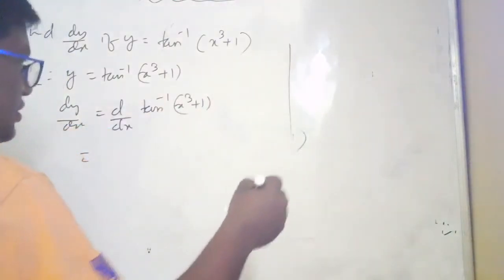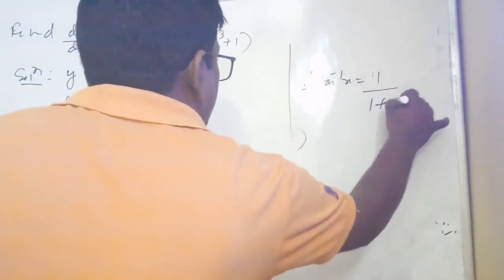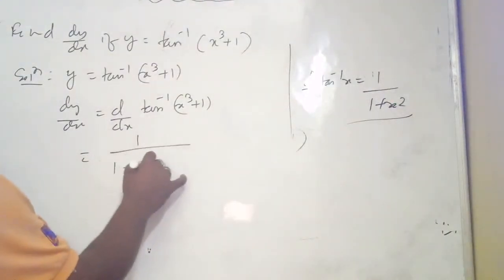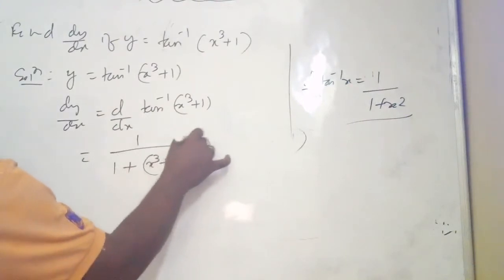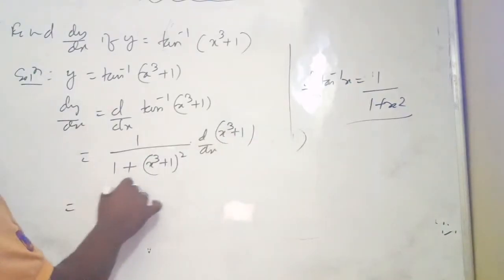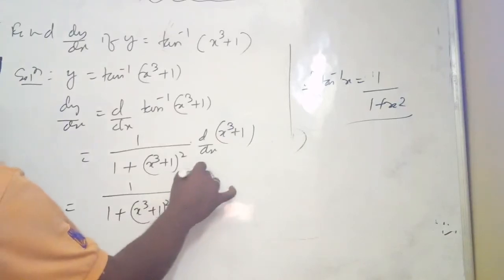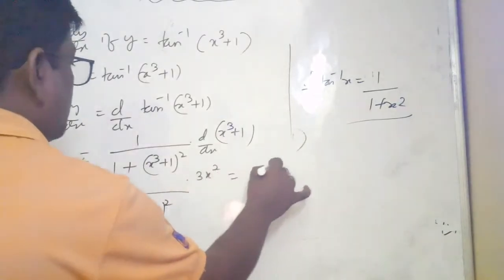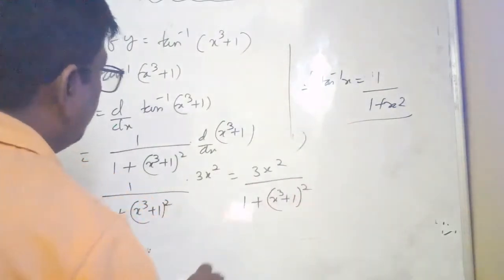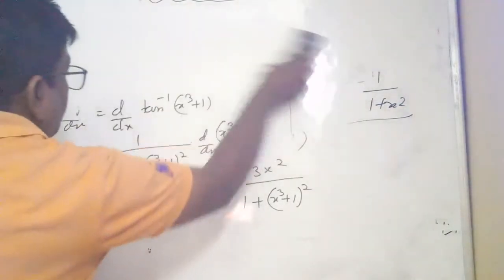Derivative of tan inverse x. So d by dx of tan inverse x is equal to 1 by 1 plus x squared. So apply this formula. This is equal to 1 by 1 plus x cubed plus 1 whole squared, into d by dx of x cubed plus 1. So this is equal to 1 by 1 plus x cubed whole squared, into the derivative of x cubed, meaning 3x squared. So 3x squared by 1 plus x cubed plus 1 whole squared. This is the answer.